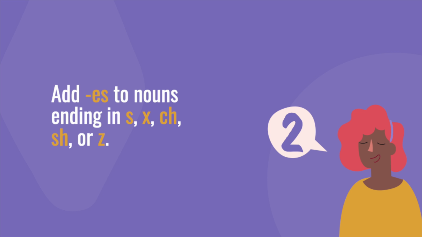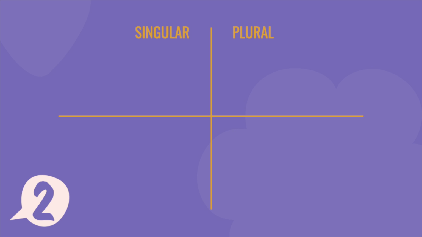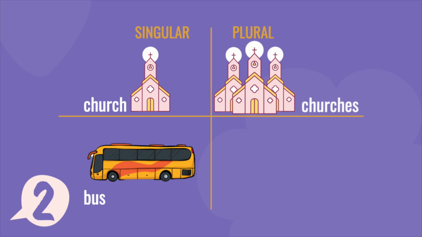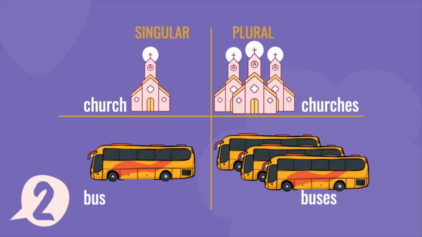Rule number 2. The plural of nouns that end in soft ch, sh, x, or s is formed by adding es. Here are some singular nouns that apply to this rule: church and bus. How do we make these singular nouns into plural nouns? Simply by adding es. Church becomes churches, and bus becomes buses.